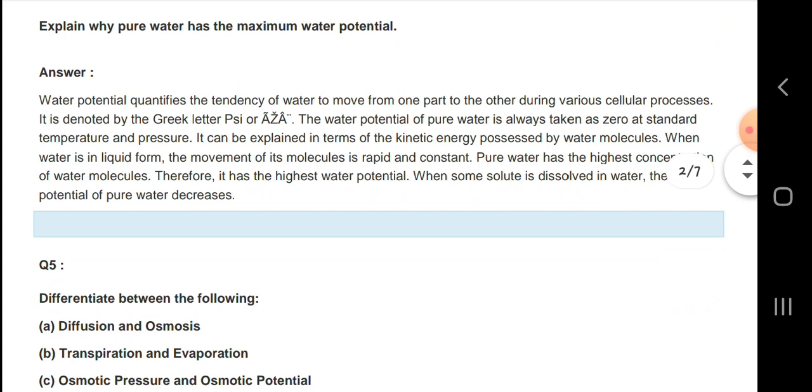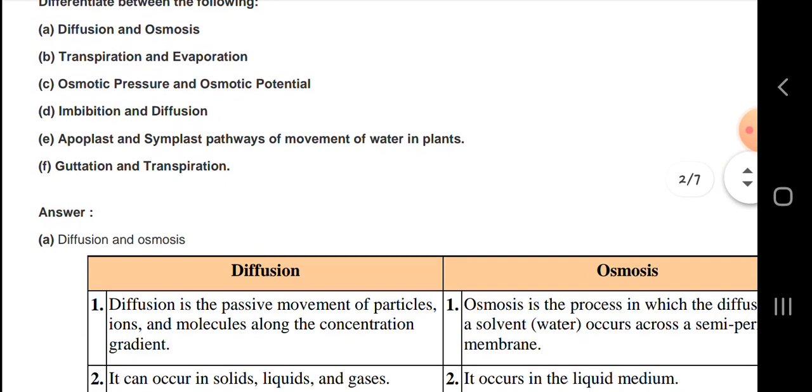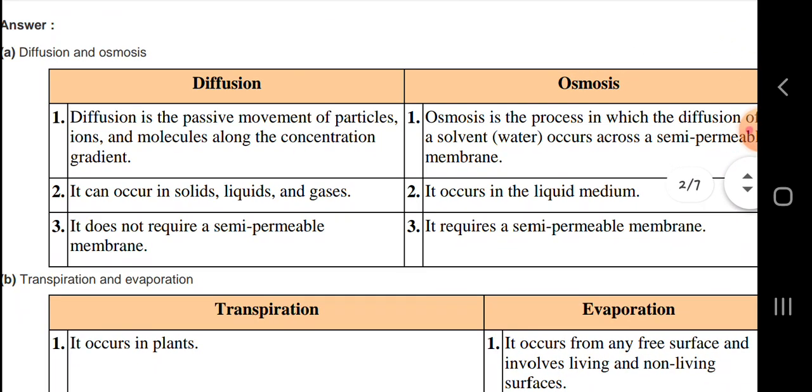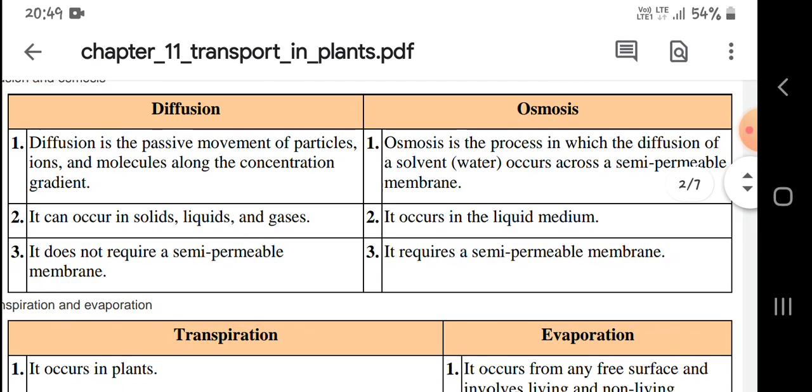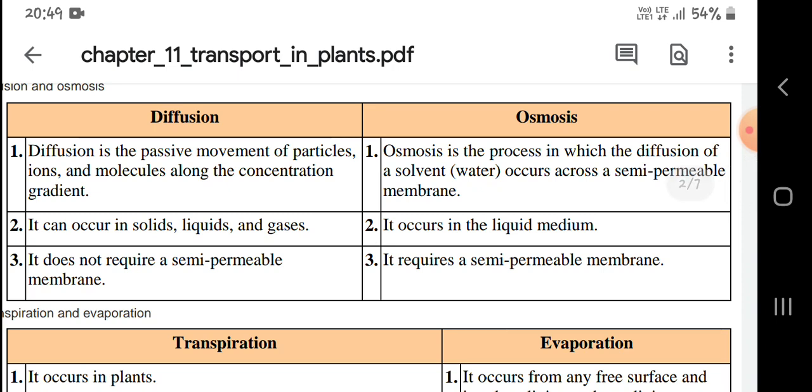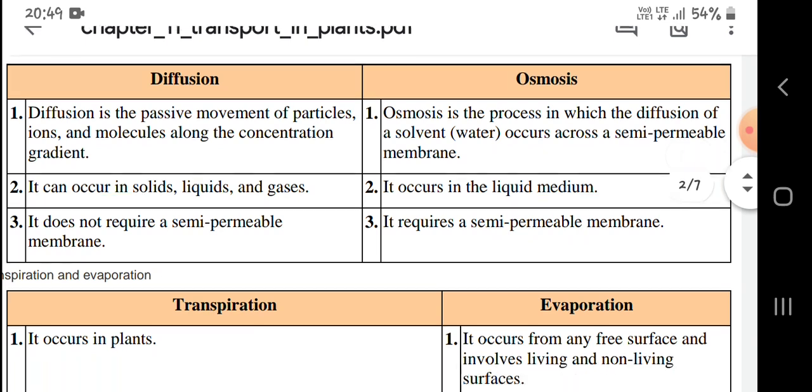Next, let us know why pure water has the maximum water potential. So water potential quantifies the tendency of water to move from one part to the other during various cellular processes, and it is denoted by the Greek letter psi. Next, diffusion and osmosis. Let us see the differences. So diffusion is the passive movement of particles, ions and molecules along the concentration gradient, and osmosis is the process in which the diffusion of the solvent occurs across a semi-permeable membrane.